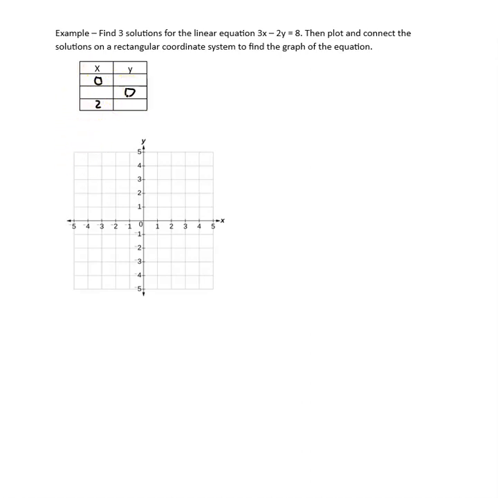You could have chosen to use 1, 2, and 3 for x, or 1, 2, and 3 for y. You're still going to get points that are on the line. Those points are still going to allow you to graph. It just depends on how easy it's going to be to calculate the other value, and then also how easy it's going to be to plot these points on the graph itself. So let's start by finding our three solutions.